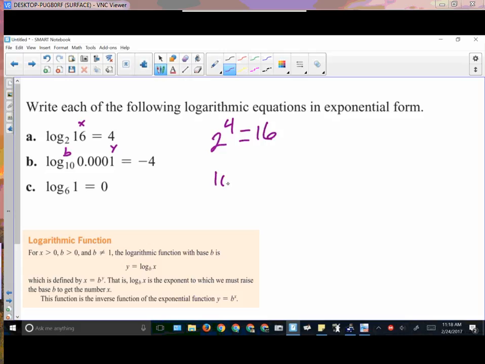That means 10 to the negative 4th power is equal to 0.0001. That means 6 to the 0 power is equal to 1. And by the way, that last one there, log base whatever you want of 1 will always be equal to 0. Why? Because anything to the 0 power is 1. So really all that we're doing right now is just looking at how we can get back and forth between the two systems.